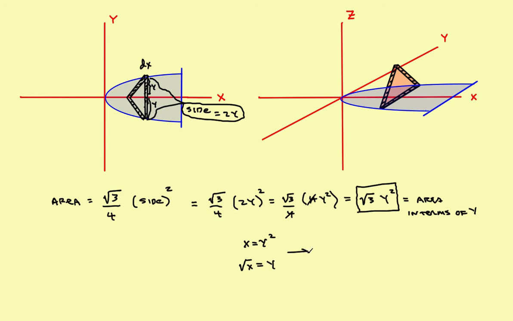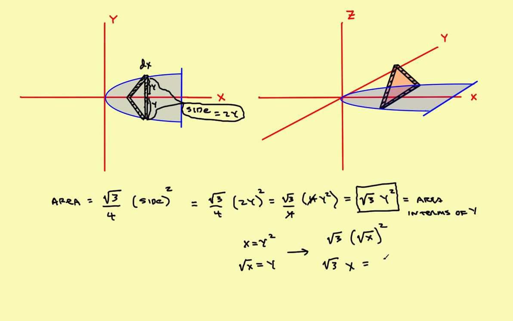Now you can use that back over here. So the area in terms of y was the square root of 3 times y squared, but in place of y squared, you're going to put what y is equal to, which is the square root of x. So this would be the square root of x, quantity squared. And what this is going to give you is the square root of 3, and then the square root of x squared, the square root cancels out, and it just leaves you with x.